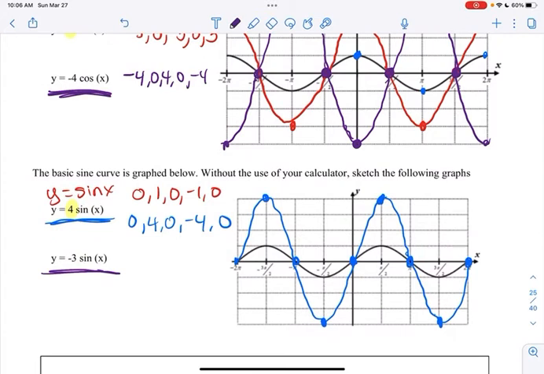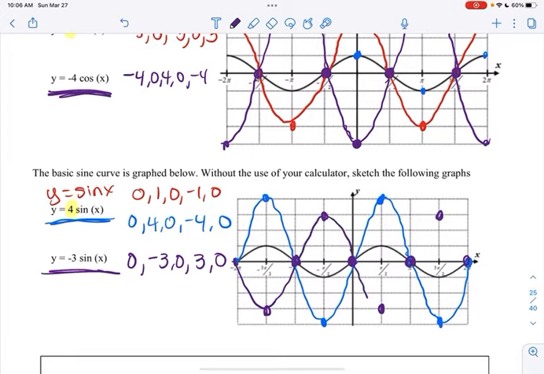of x. So that one's going to be multiplied by 3, but it's also getting reflected. So my critical values are 0, -3, 0, 3, 0. So that one's in purple. So 0, -3, 0, 3, 0, and the opposite way. And there is my graph of y equals -3 sine of x.